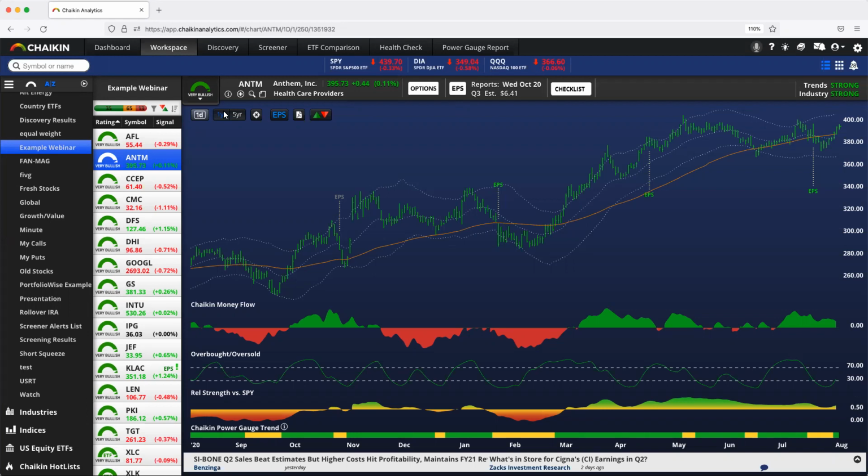In today's video, we're going to discuss the power gauge rating. What is it? Where does it come from? The power gauge rating is the primary rating, the primary information here in Chaikin Analytics. Do we use it alone by itself? No, of course not. There's a reason the other information on the chart is here.